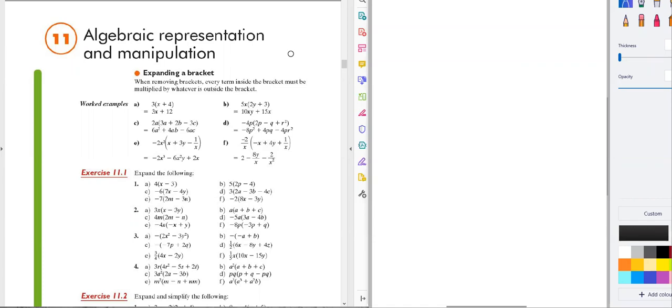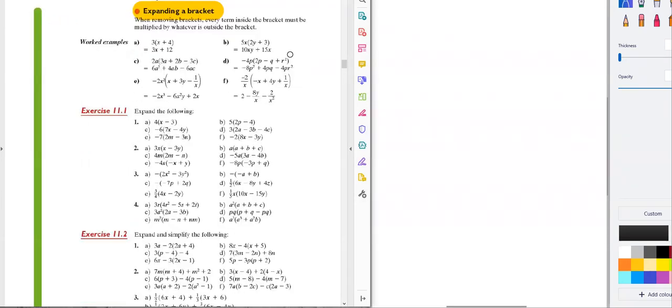So firstly, let's do something easy, which is expanding a bracket. Expanding a bracket is just like you open up the bracket. We don't want the bracket. It's basically like the inverse of the factorization. Okay, let's look at the worked example right here. A few simple expanding bracket questions like this.